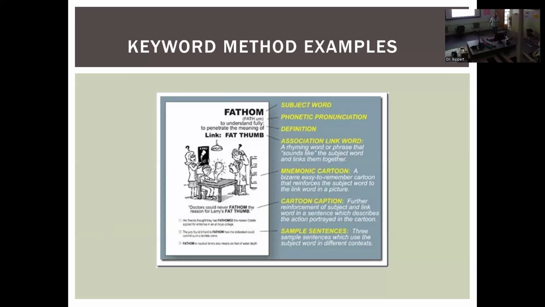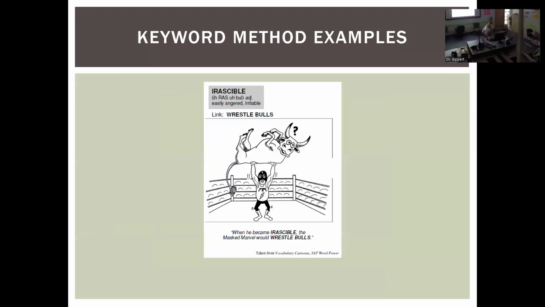Something silly like that. I had another one. I hope I shared it here too. Yeah, I do. Irascible. This is my favorite. The keyword is wrestle bulls. Irascible means easily angered and irritable. When he became irascible, the masked marvel would wrestle bulls.